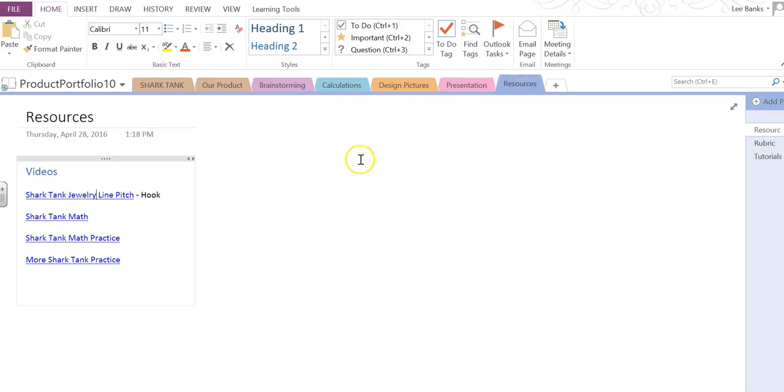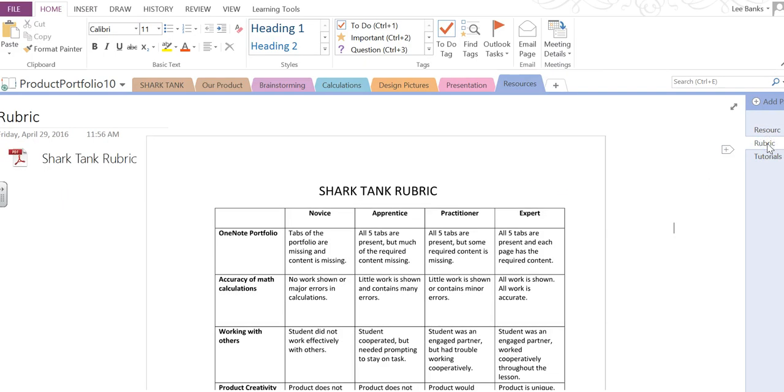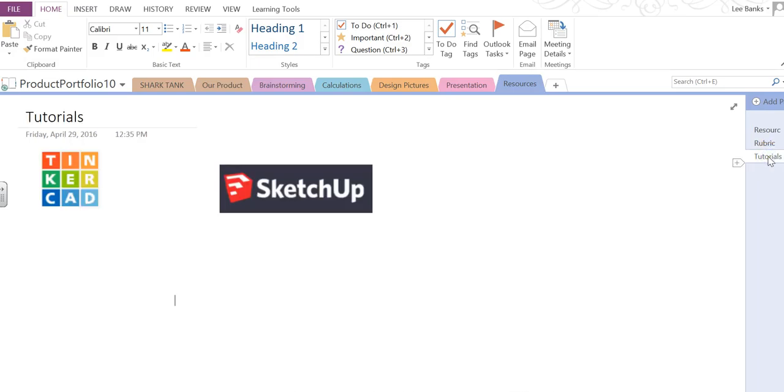The final page is the resource page. This is where I had the videos that I used in the project, the hook video, and also some videos that show how to do some of the math tasks on the calculations page. The rubric is also found under the resource page and the tutorials for the project, the Tinkercad, and the SketchUp.